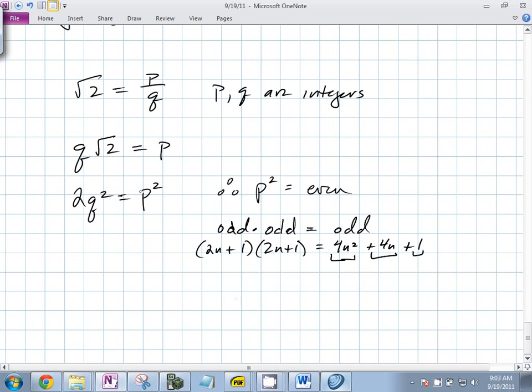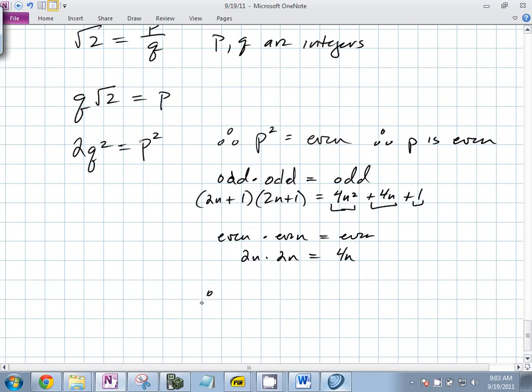What's an even times an even? It has to be an even. You really agree with that? Yeah. 2n times 2n is equal to 4n squared. So 4 is a factor, so it has to be even. So therefore, if p squared is even, what does p have to be? Even. Are you okay with that so far? Yeah. So if p is even, what has to be a factor? 2. So therefore, p is equal to 2 times some number k. Are you okay with that?